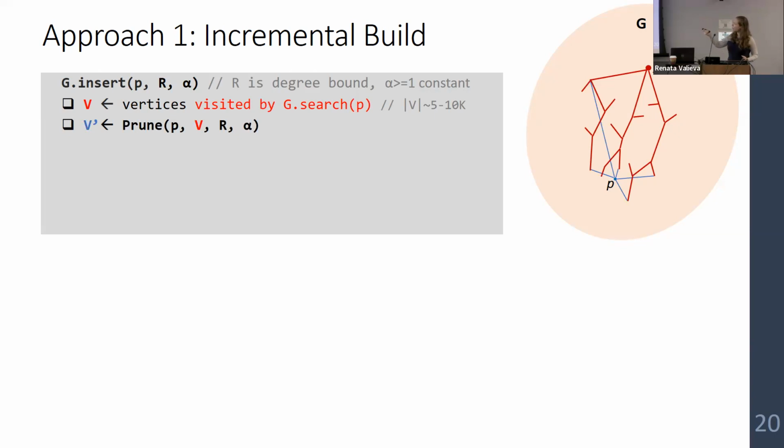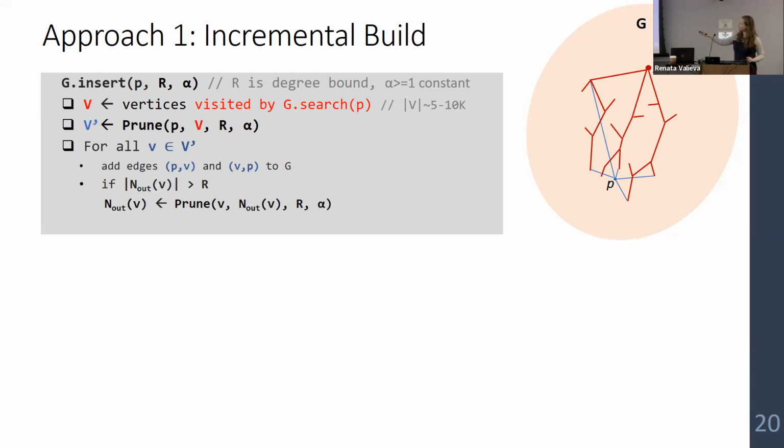So then we apply a prune procedure on this set of visited vertices. I'm going to describe this prune procedure soon, but right now let's abstract it. After the prune procedure, we've added out neighbors of P, but P is not reachable yet, since no points have edges to P, so we need to make P reachable.